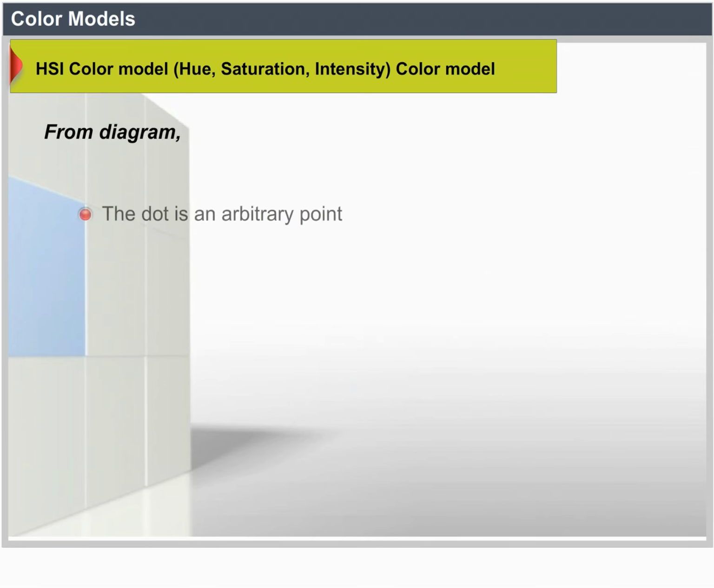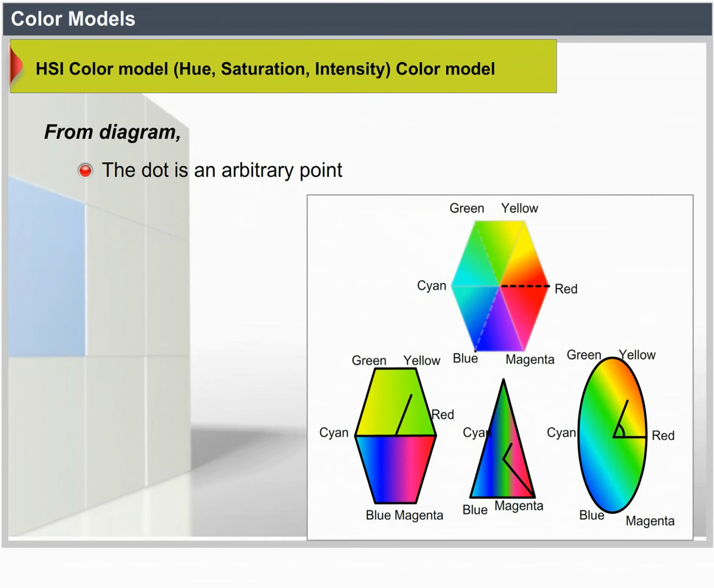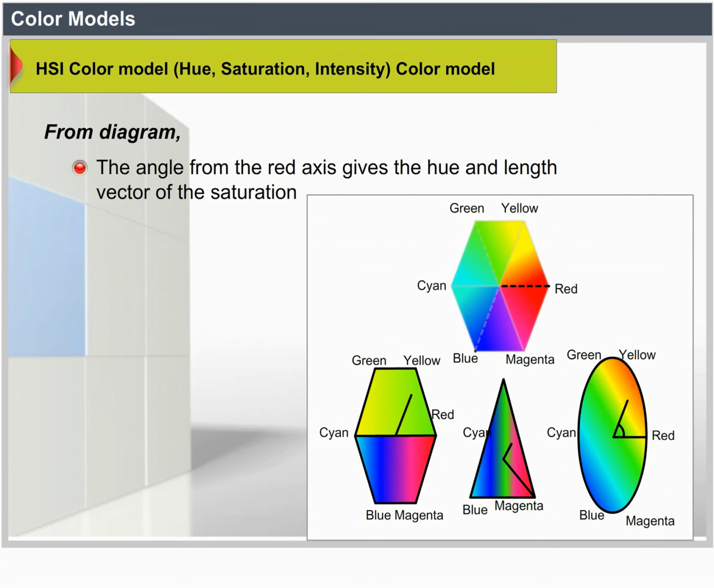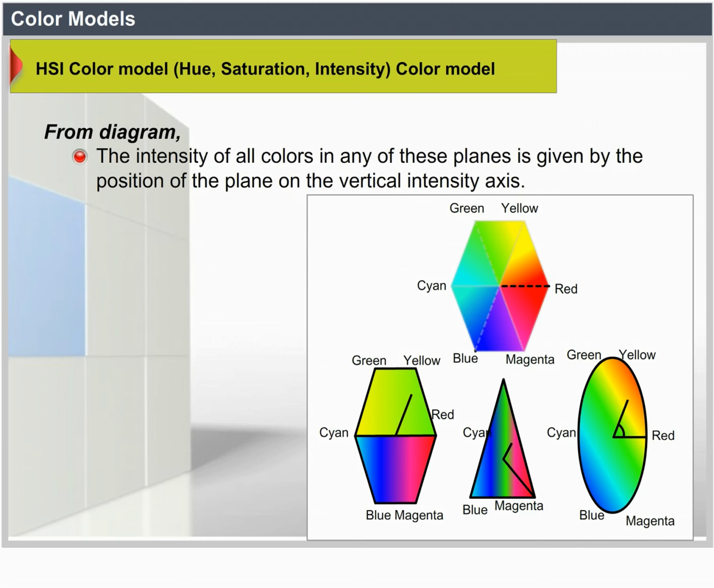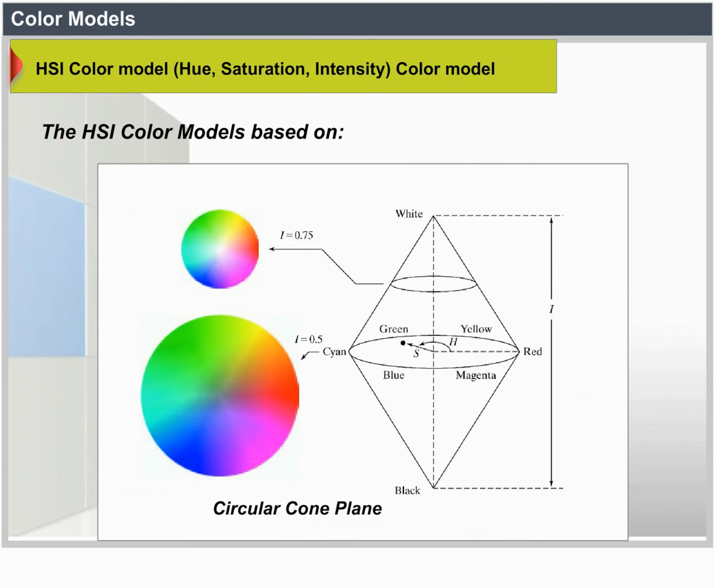This figure shows the hue and saturation in the HSI color model. From the diagram, the dot is an arbitrary point. The angle from the red axis gives the hue, and the length of the vector gives the saturation. The intensity of all colors in any of these planes is given by the position of the plane on the vertical intensity axis. The HSI color models are based on triangular color planes and circular color planes as shown on the screen.